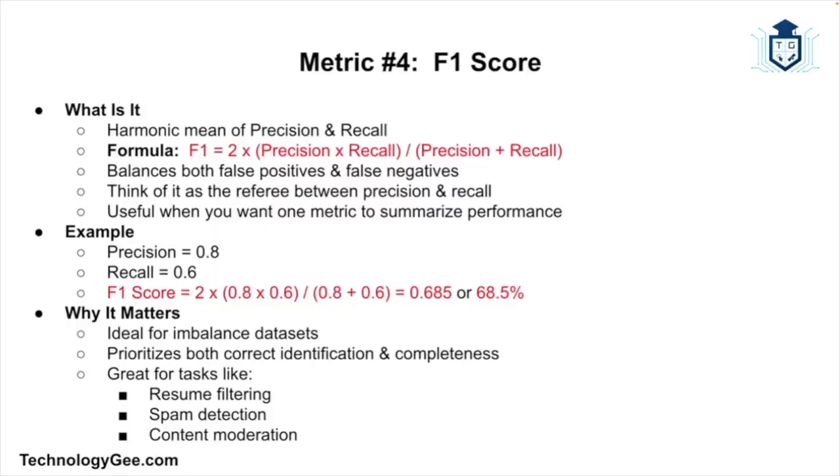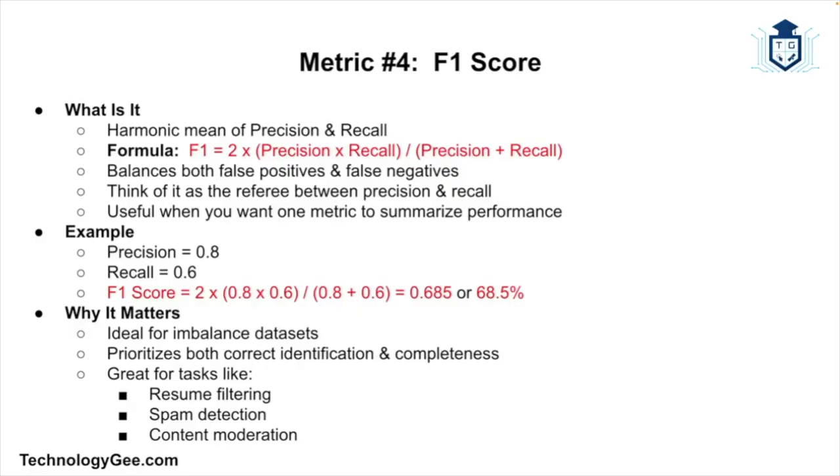And then we have our fourth metric, which is called the F1 score. And this is the harmonic mean of precision and recall. It balances the two, especially when you want a single number to judge overall performance. So on your screen, you can see the formula. And basically, you could think of this as a referee between precision and recall. So here's an example. Let's say your model has a precision of 0.08, and then you have a recall of 0.06. Then once you do the calculations, your F1 score comes out to be 68.5%.